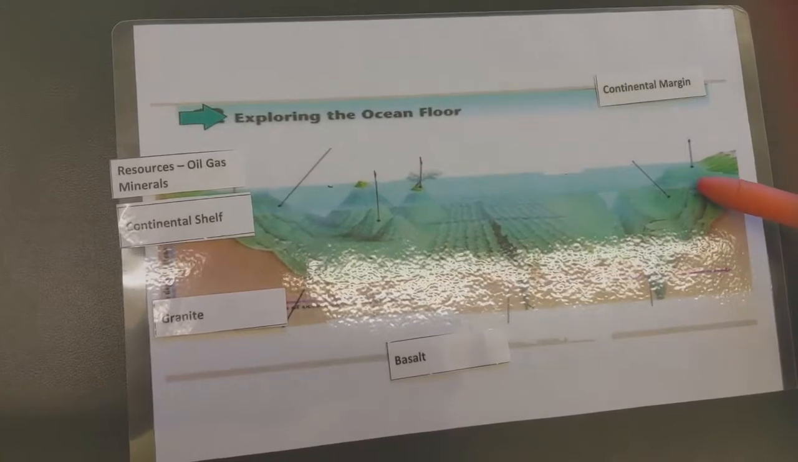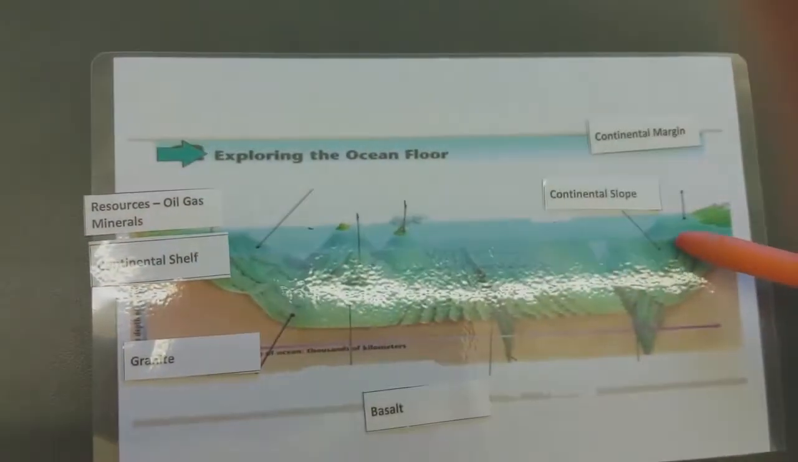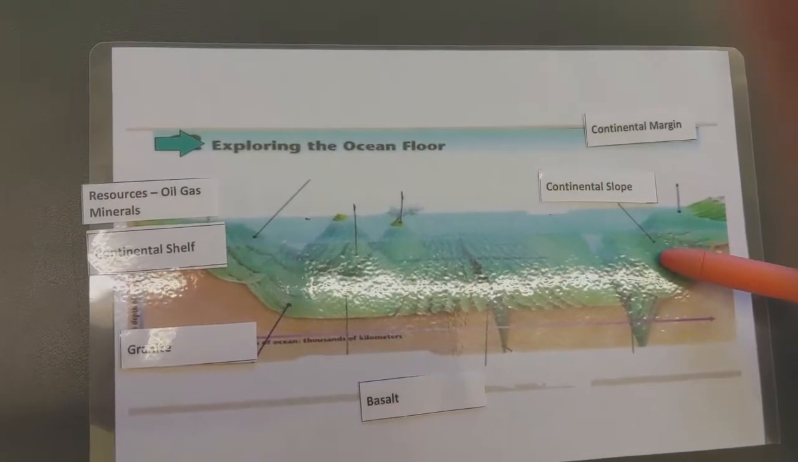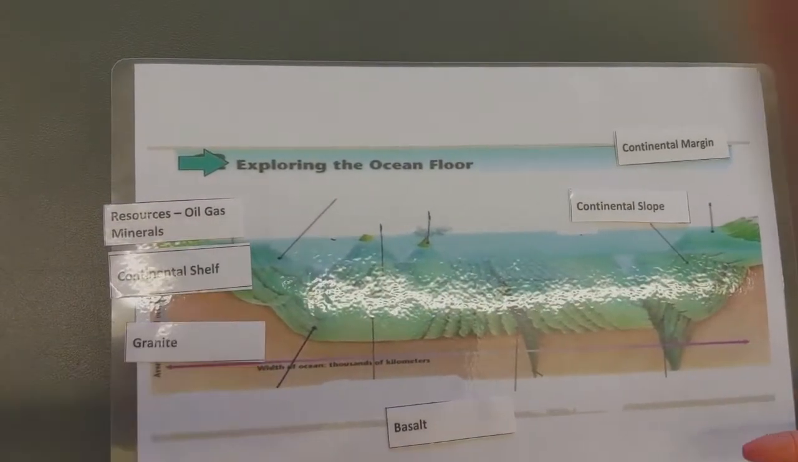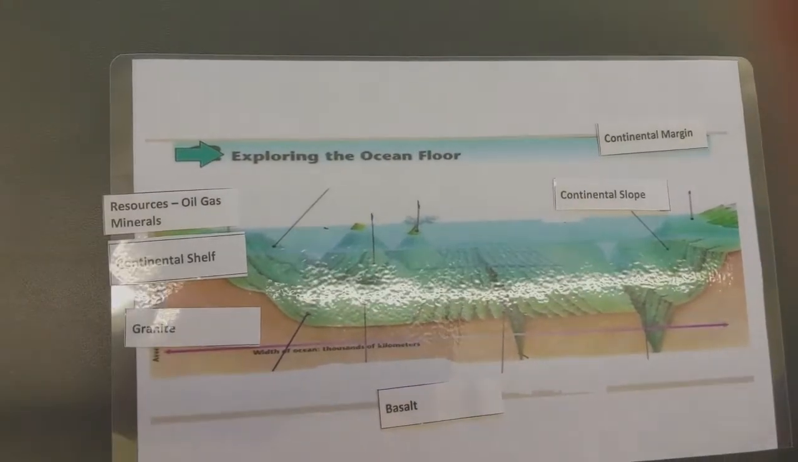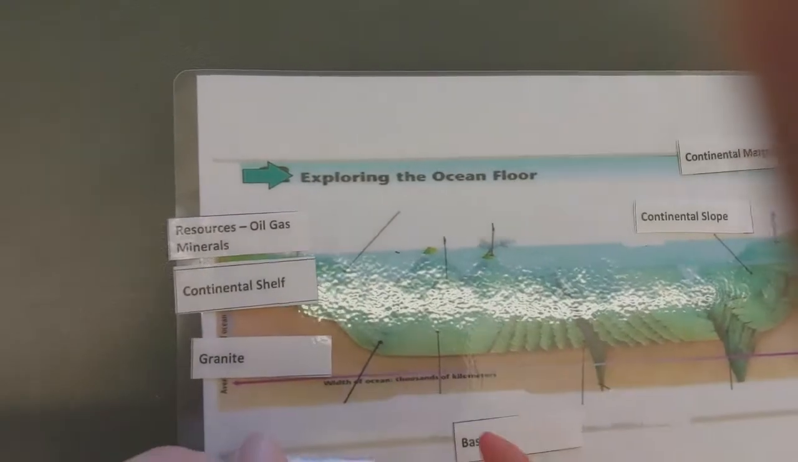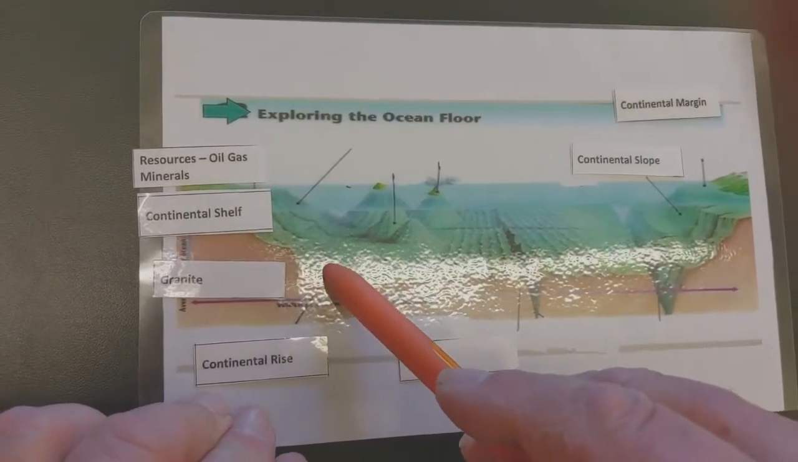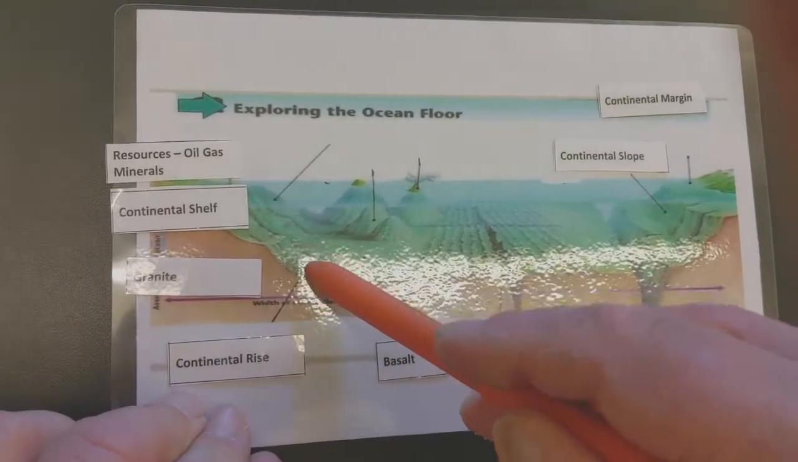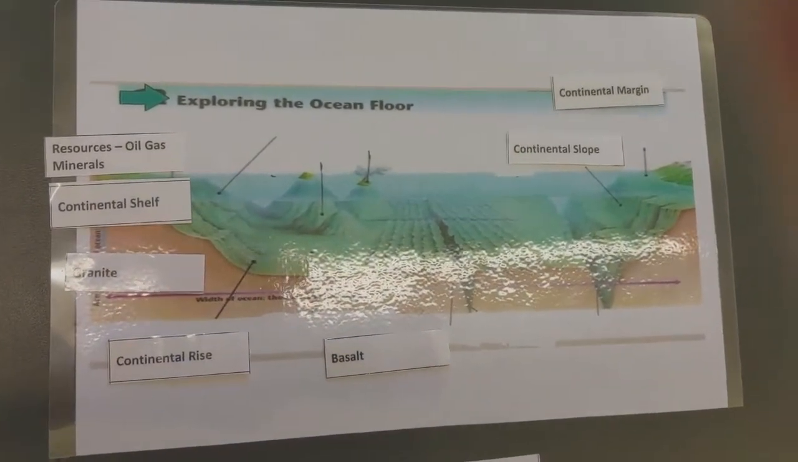Then the part that slopes down, we call the continental slope. The part that slopes down after the shelf. The very bottom of the slope, we call the rise, the continental rise. That's the part at the bottom of the slope down here where everything, through erosion, deposition, and weathering, rolls downhill and it stops down here.